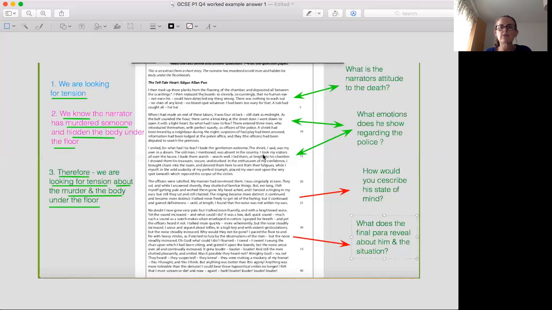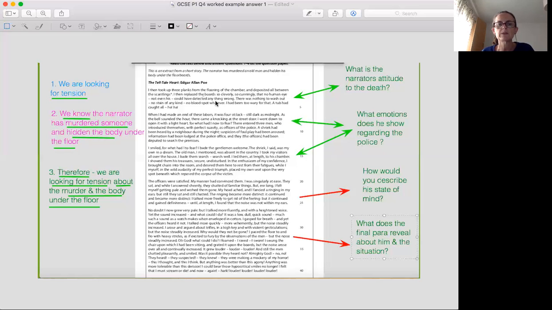Now, if we carry this through, this attitude of death, the relationship between him and the police and how he feels about them. And then if we move through to paragraphs 4 and 5, there is a slight change in events.